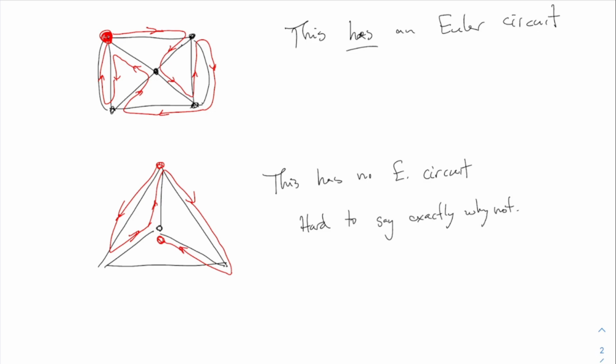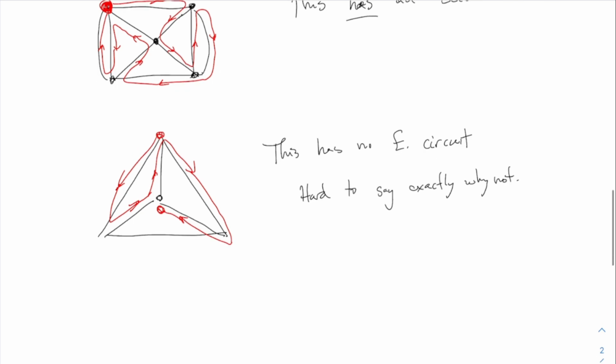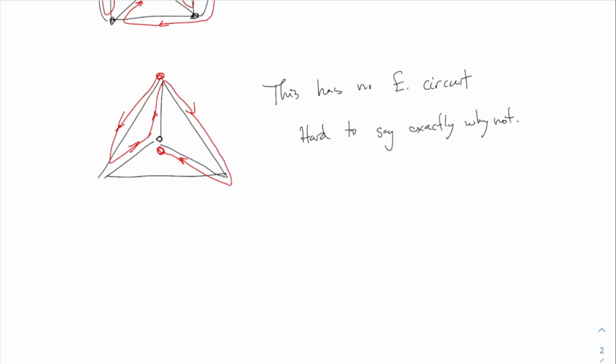Any comments or questions so far? Do you think you can say exactly why not? I don't think it's obvious. Exactly why not. Turns out, though, Euler figured all of this out, and this is something that, in my opinion, is somewhat of a beautiful fact, a beautiful mathematical fact.